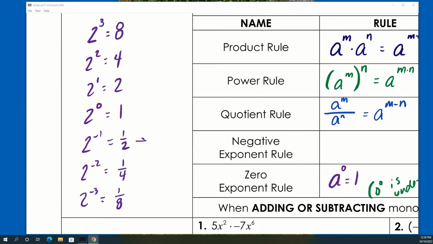Good. So this is the same as 1 over 2 to the positive 1. This is the same as 1 over 2 to the positive 2, and then 1 over 2 to the positive 3. So negative exponent just means reciprocal, or basically put it in the denominator or put it on the bottom and change it to positive exponent.